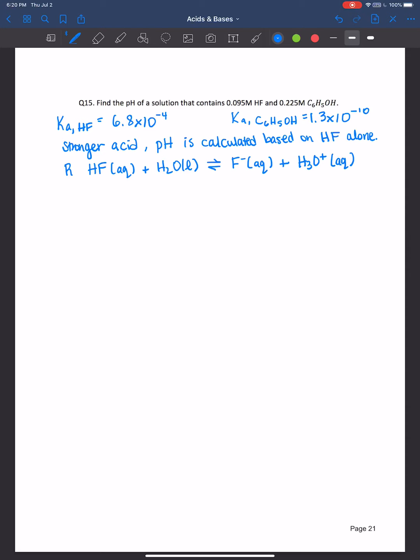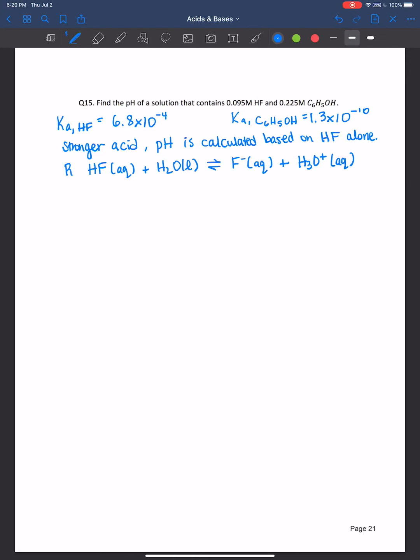So always talk yourself through it. This is the acid, it donates a proton, so that's the reason why we end up with this conjugate base fluoride with the -1 charge. Water's acting as a base in this case here, and so the conjugate acid of water is the hydronium ion. It doesn't matter which order you write the products, by the way.